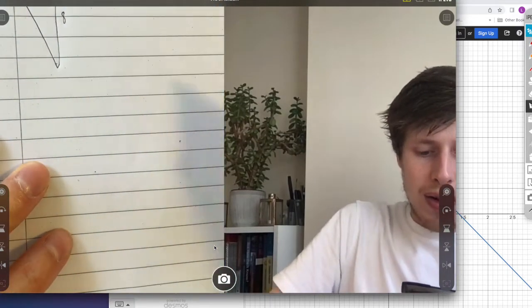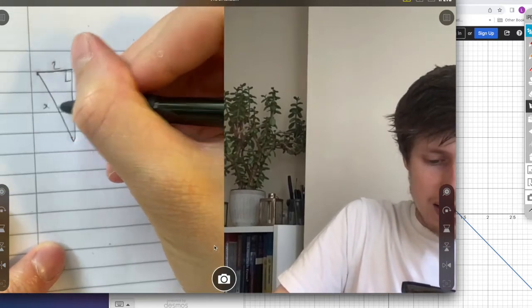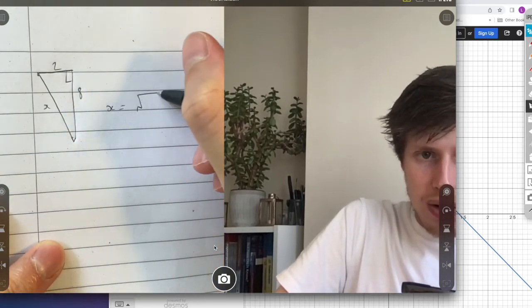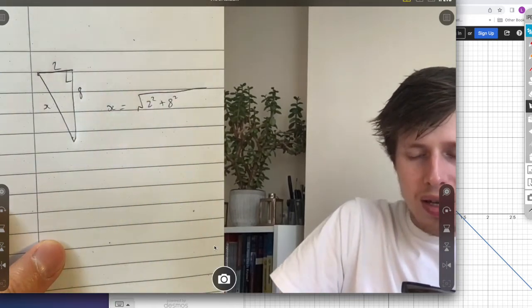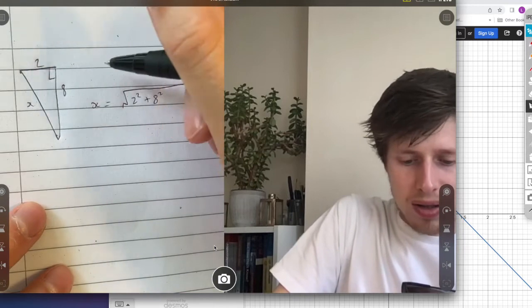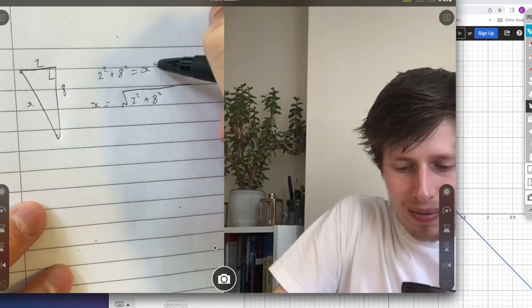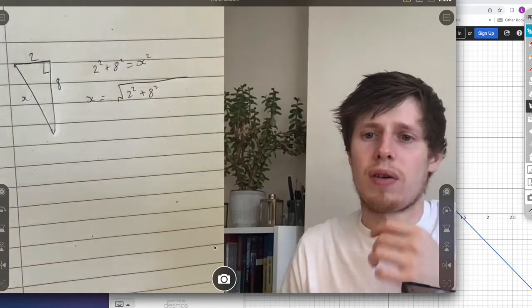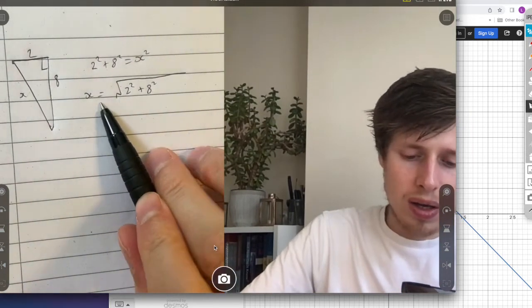So Pythagoras' theorem says that this length here, let's say x, is equal to the square root of 2 squared plus 8 squared. And I know what you're saying. Technically, Pythagoras' theorem says that a squared plus b squared equals c squared, right angle triangle stuff. Yeah, that's true. I've just slightly rearranged that equation. So yeah, let's see what we get.